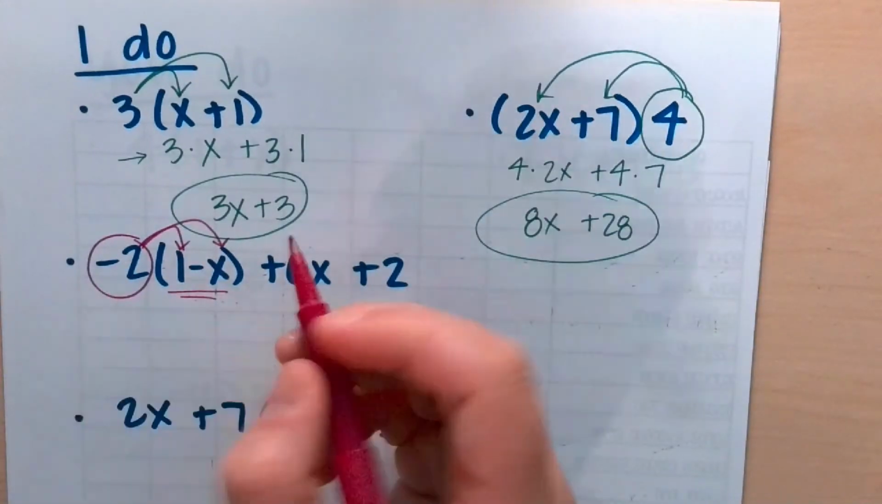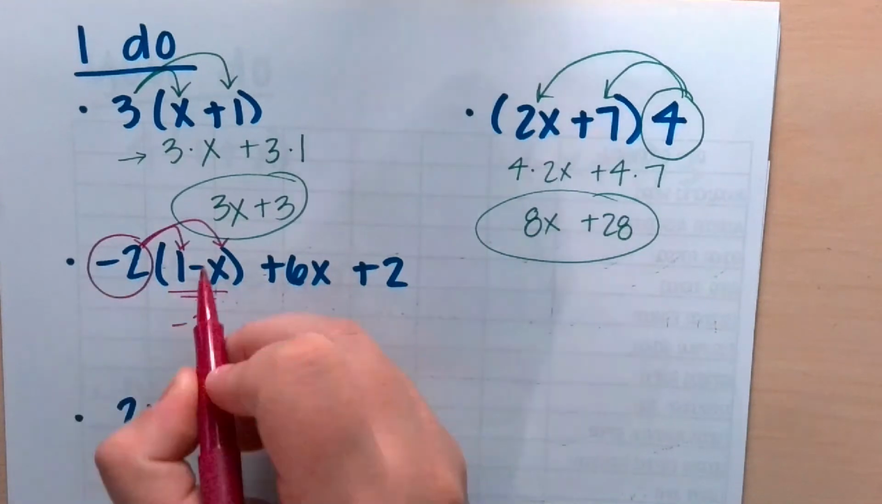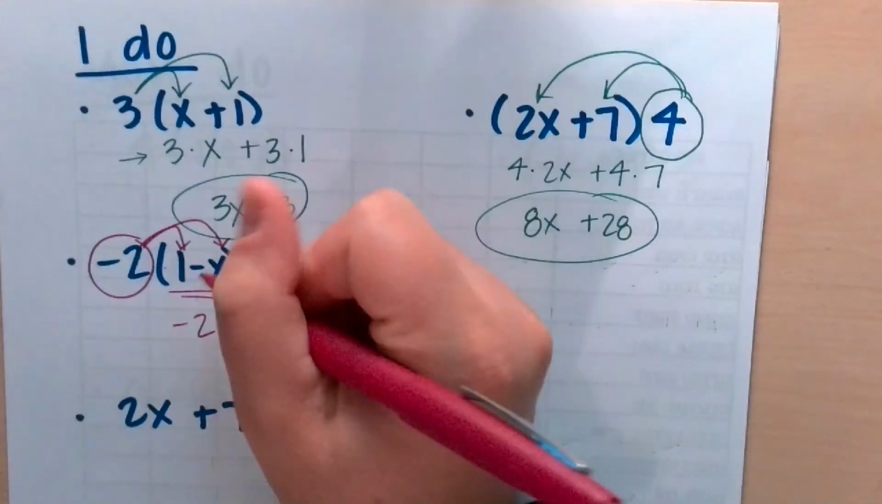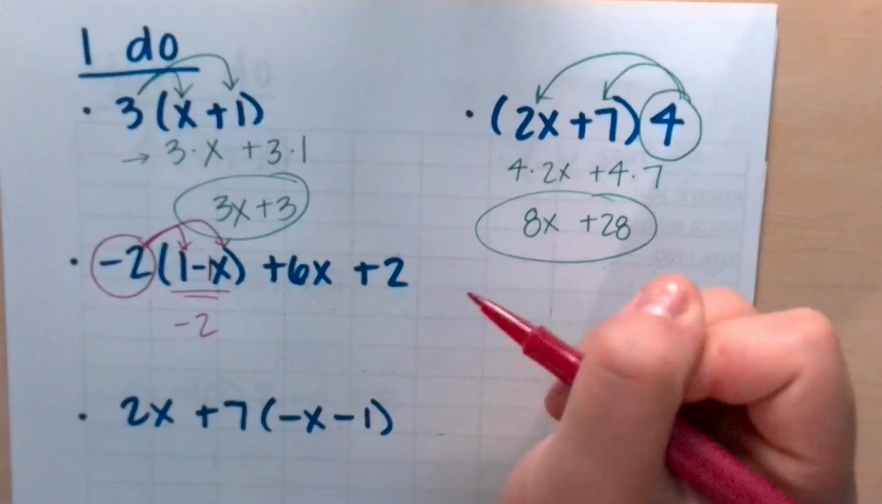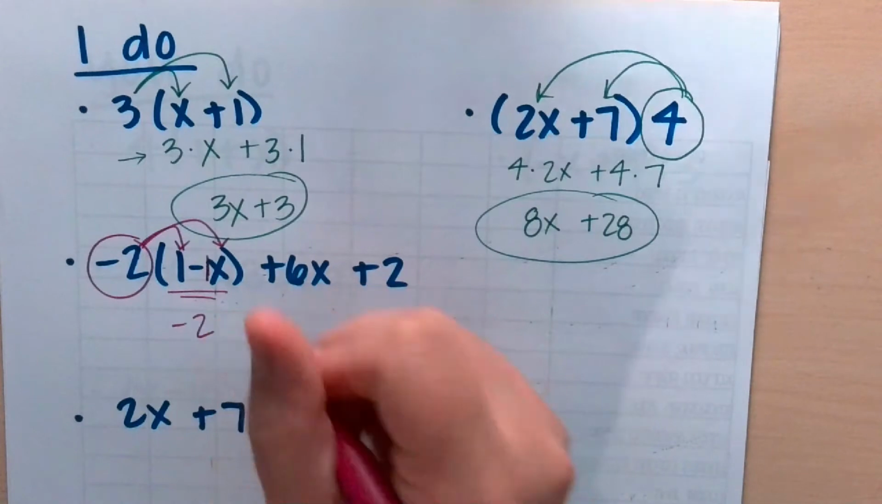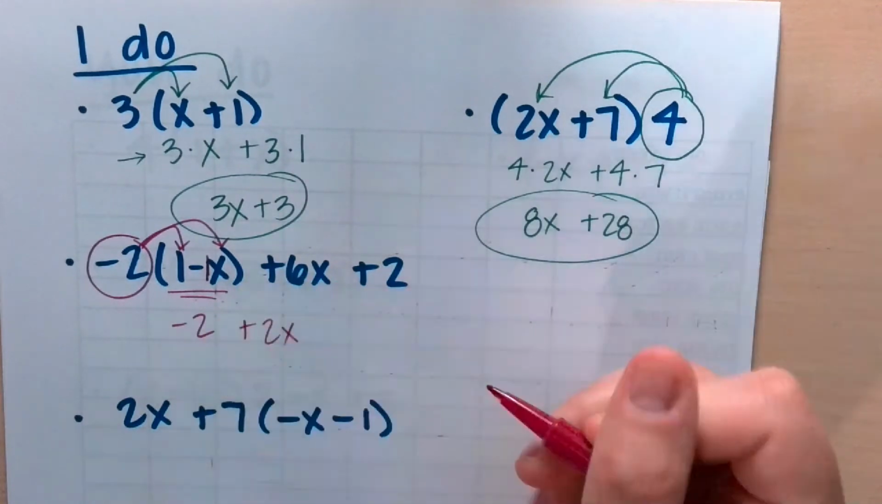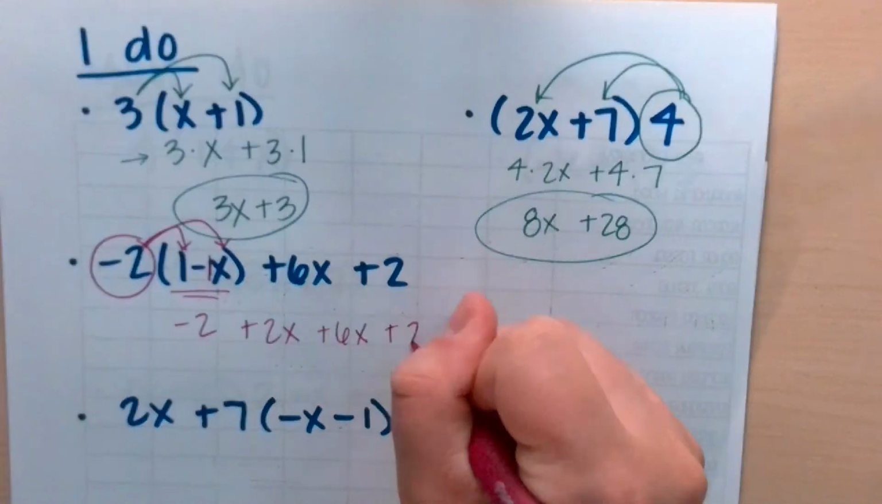So -2 times 1 gives us -2. -2 times -x. The coefficient is really a 1 right there, right? When you can't see it, it's really a 1. So -2 times -1 is going to give us a positive 2x plus 6x plus 2.